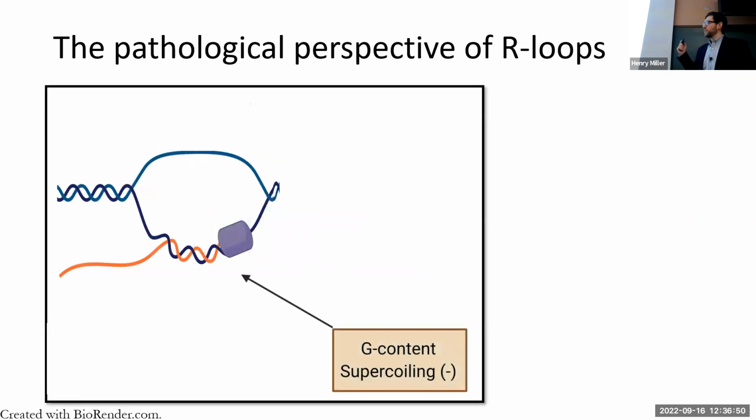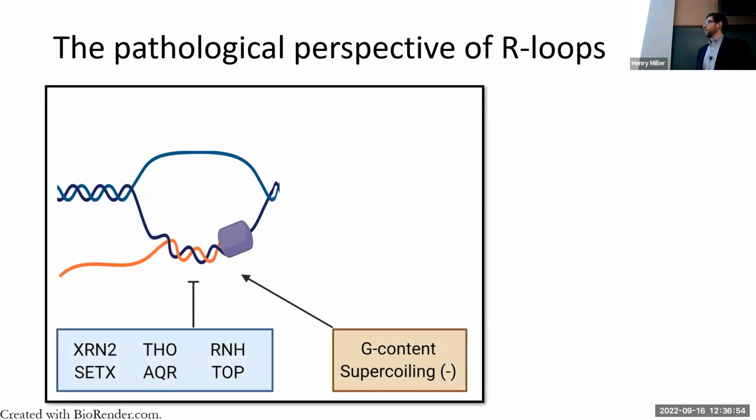Okay, so those are the factors that can promote R loop formation. Now, there are also a variety of factors that are involved in either preventing R loop formation or in actively resolving R loops, including factors such as RNase H, which you see here highlighted RNH. And again, the pathological context of R loop biology is really concerned with the balance in between these factors that promote and prevent R loops.